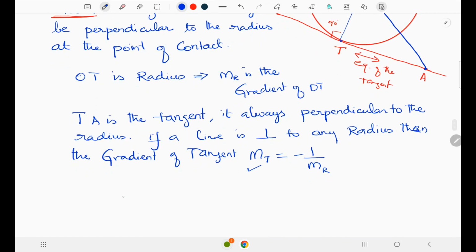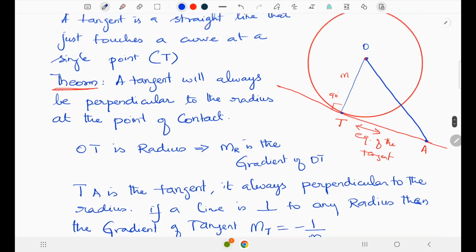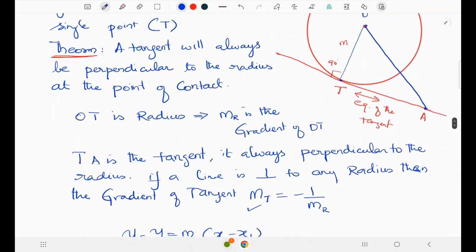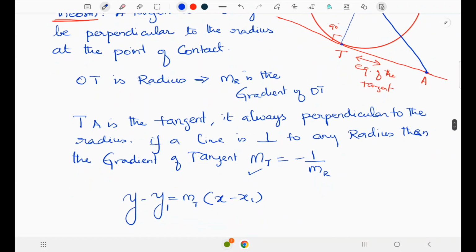What is the equation of a tangent or equation of a straight line? y minus y1 equals m into x minus x1. Here what is the m here? mt, right? So this is the theory behind that: radius perpendicular to the tangent, or tangent perpendicular to the radius. So this is how we formulate the equation of the tangent.